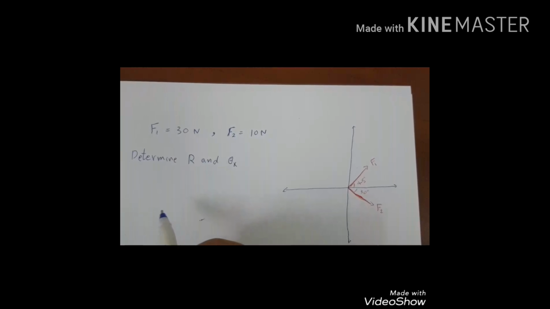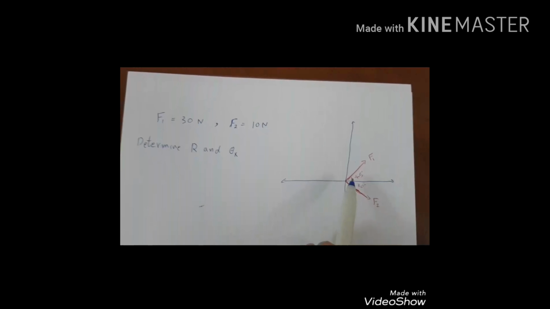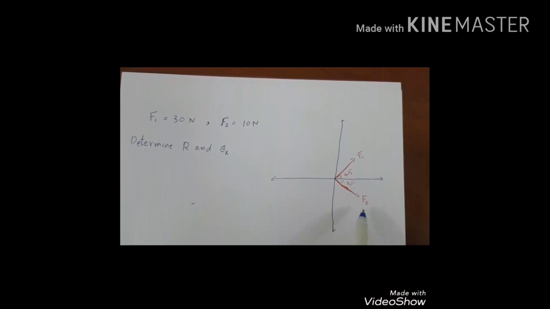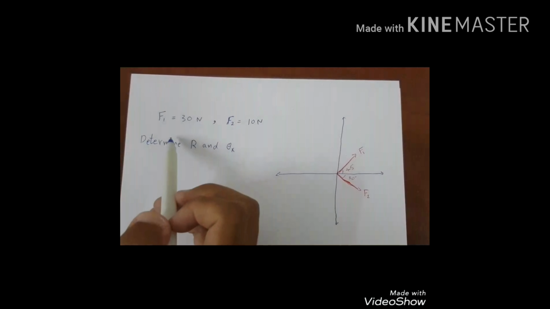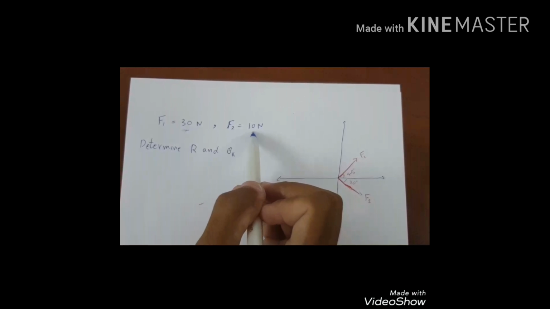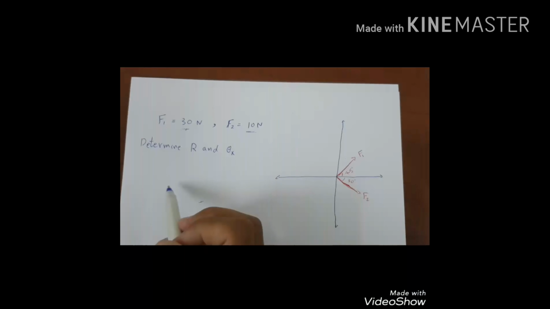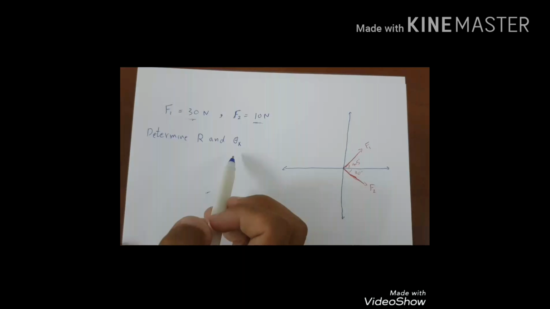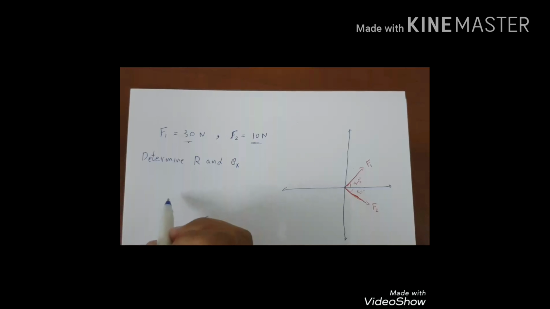Here we have two forces, F1 and F2. F1 equals 30 Newton and F2 equals 10 Newton. The question is: determine R and theta x.